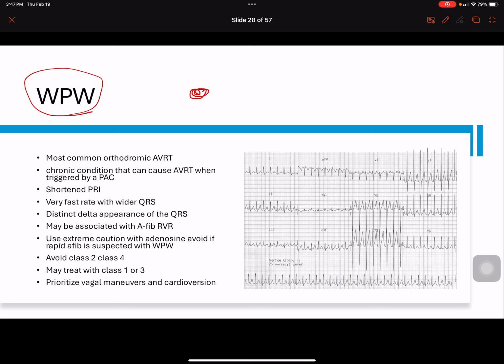There are other medications we can use, amiodarone actually, in these patients. We can also use lidocaine in these patients. And we want to prioritize those vagal maneuvers. And we may just go right to cardioversion with these patients, because it is a safer bet than giving adenosine.